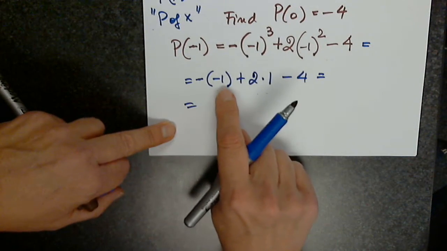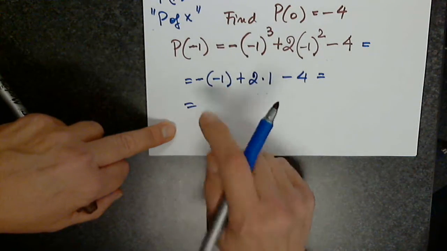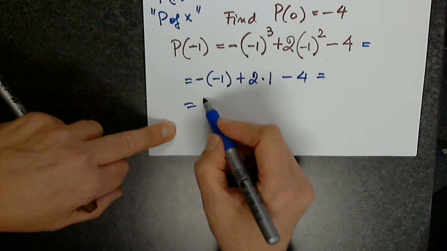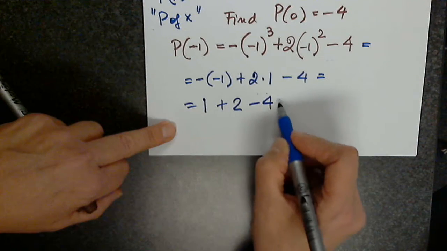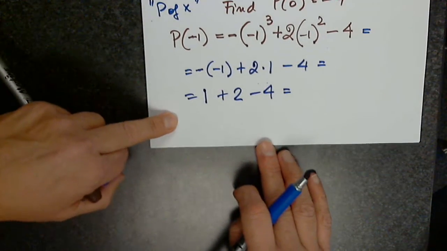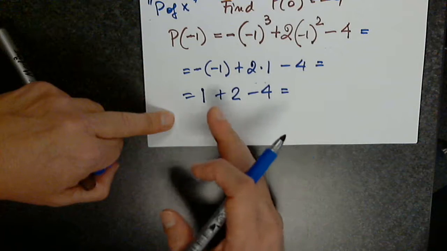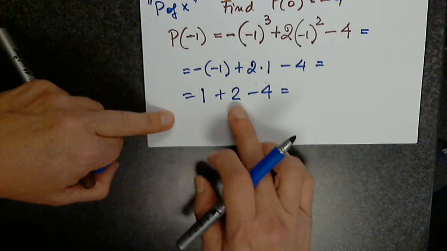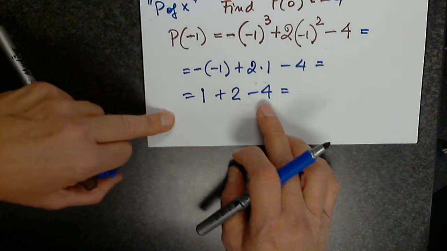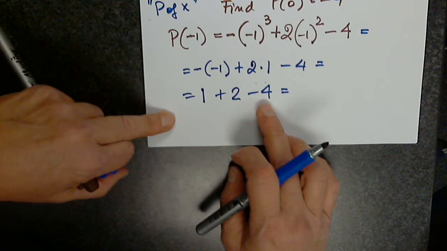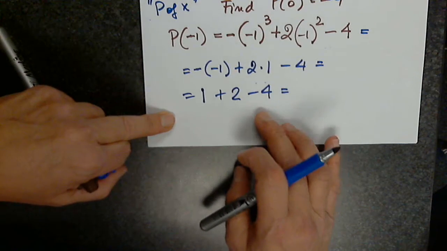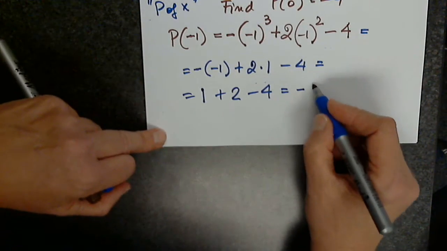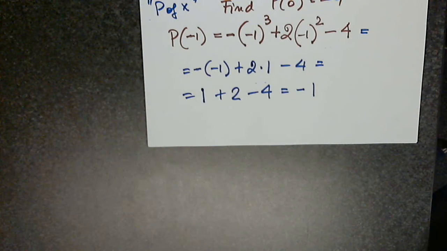So now, the opposite of negative 1, or negative 1 times negative 1. 1. Plus 2 times 1 is 2. Minus 4. So now, regardless of which direction you want to go into, from left to right or right to left, 1 plus 2 is 3. 3 minus 4, which one is more powerful in absolute value, I should say? So which is the sign of the outcome? Yes. And it's negative 1. Any questions on how to evaluate polynomials?